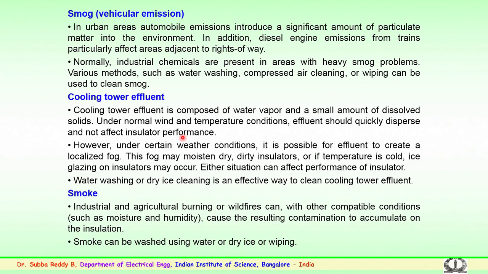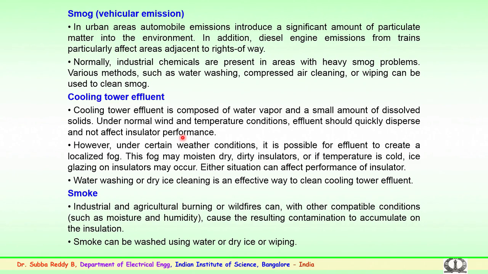Next is the smog. In urban areas, automobile emissions introduce a significant amount of particulate matter into the environment. In addition, diesel engine emissions from trains particularly affect areas adjacent to the right of way. Normally industrial chemicals are present in areas with heavy smog problems. Various methods such as water washing, compressed air cleaning or wiping can be used to clean the smog.